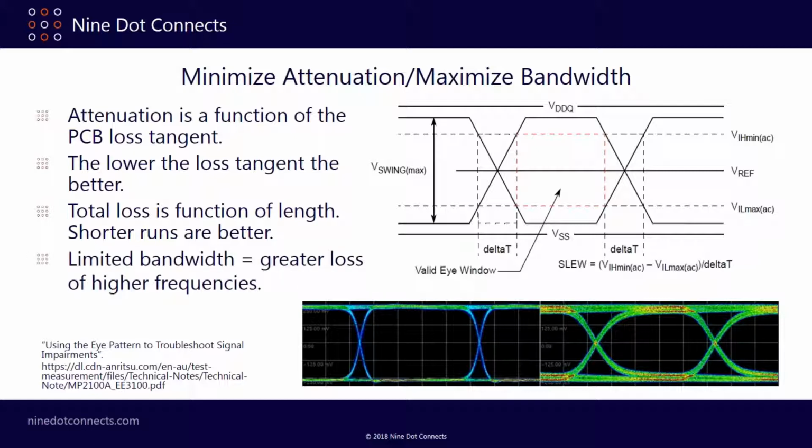You also want to make sure that you don't have a limited bandwidth situation, because if you do, you have greater losses of those higher frequencies. Those higher frequencies are what give you this nice sharp slew rate here. So you can see when you limit the bandwidth, the slope becomes much slower and you're starting to close in on the left-hand and right-hand side of the eye. That loss of higher frequencies is what contributes to the slower slew rate.